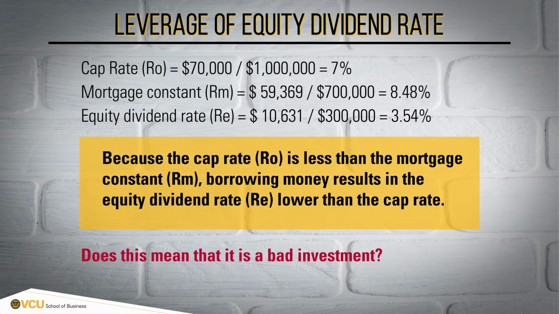It says here, just to give it to you for a minute, because the overall property cap rate is 7%, and because it is less than the mortgage constant, because it's a blended relationship, we would anticipate that the equity dividend rate would be lower than the cap rate.